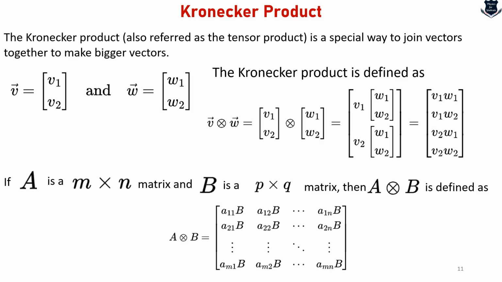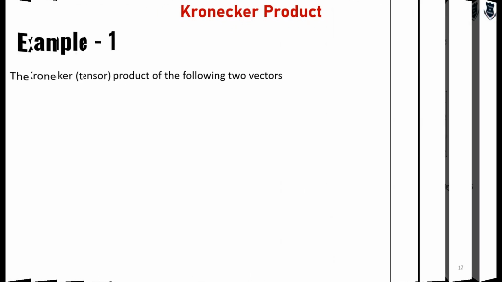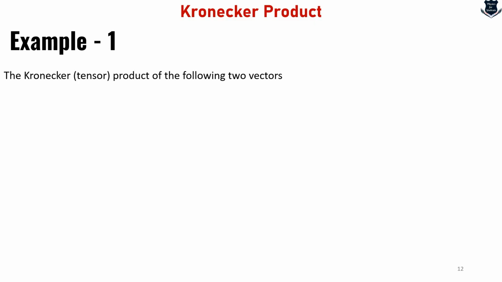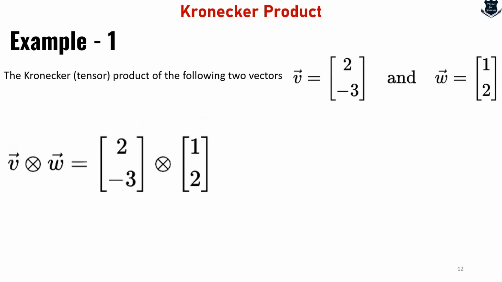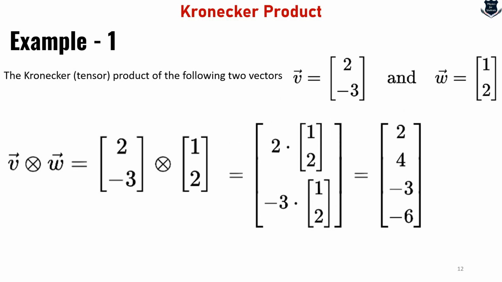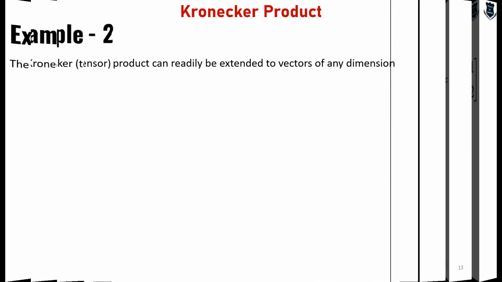These examples will give you a better visualization and a better understanding of the Kronecker product. So the Kronecker or tensor product of the following two vectors, for example, if I take this one, it would be something like this. So v times w would be this, and finally it would look like this. Note that it comes out as a four-dimensional vector: 2, 4, minus 3 and minus 6. It is another kind of multiplication, but we are using the rules of the tensor product. Let us see another example.